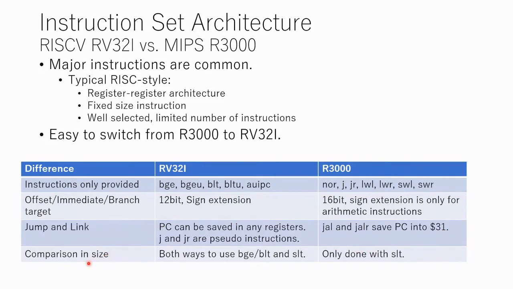Okay, so comparison is somehow different. RV32I provides two ways. One is using branch equal or branch not less than. And it also provides set less than, the comparing instruction. But R3000 only provides set less than as a comparison instruction.